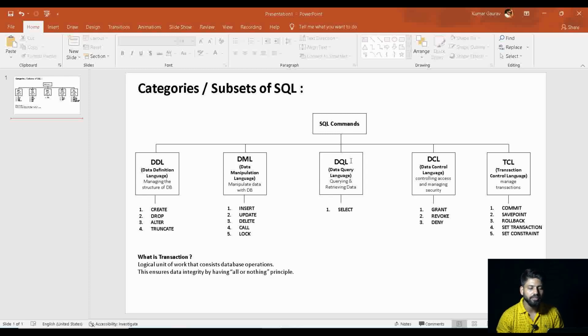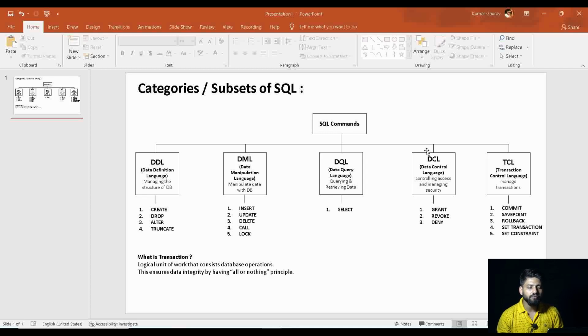After that, the next one is DQL, which is the data query language. Since the whole of SQL is for the purpose of querying the database, that querying is handled with only one command, that is select. Select is the only command which is responsible for querying the whole of the database or the tables. It retrieves the data or queries the data.